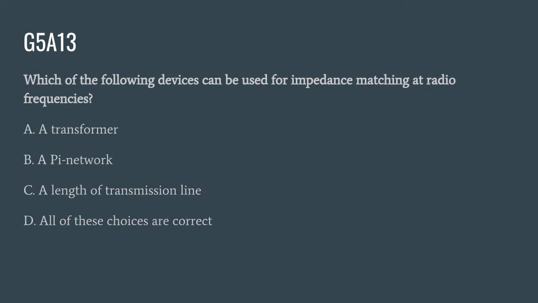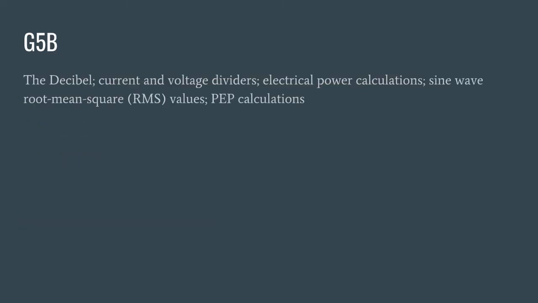G5A13. Which of the following devices can be used for impedance matching at radio frequencies? A. Transformer. B. A pi network. C. A length of transmission line. Or D. All of these choices are correct. Correct answer is D. All of these choices are correct.